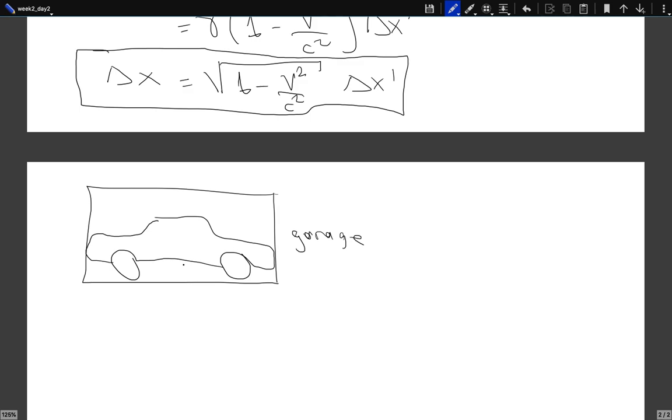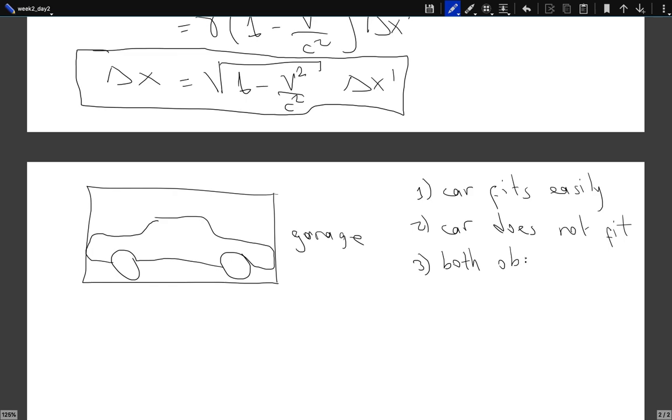So your answer is? Okay, first give me the answer. Okay, the car fits easily. Car does not fit. Both observers are correct. You see, this is, let's say, observer 1. This is observer 2. None of the observers are correct.